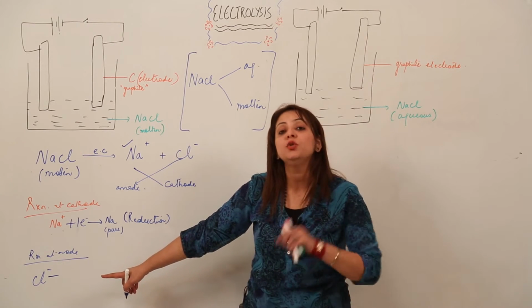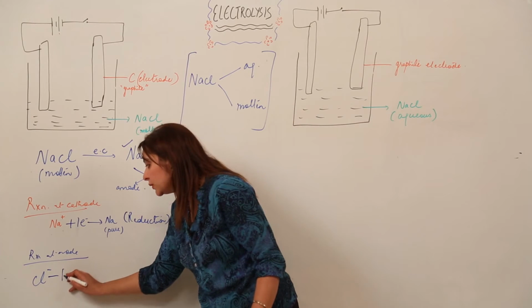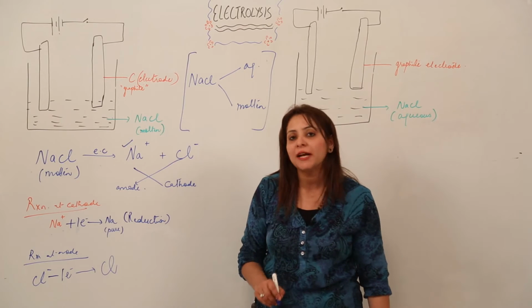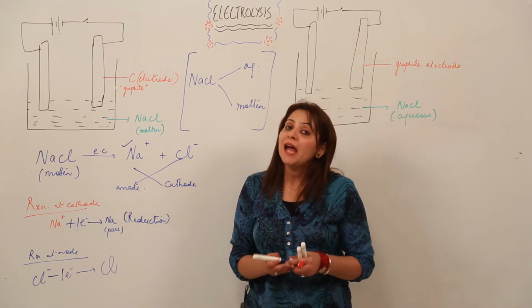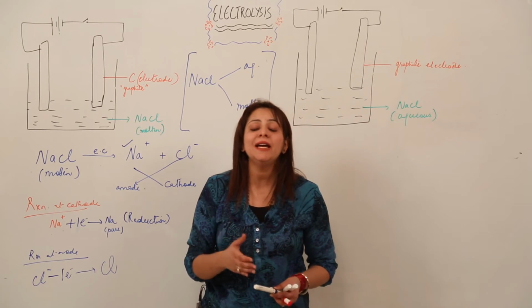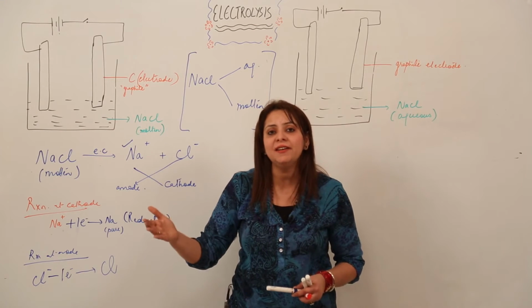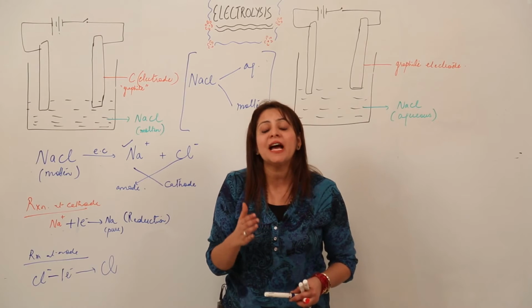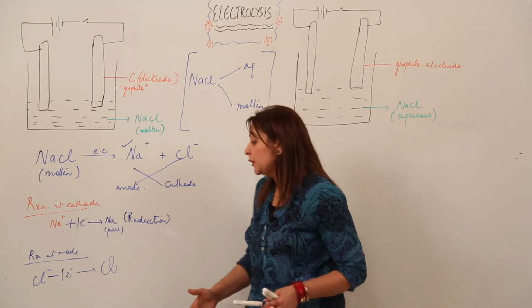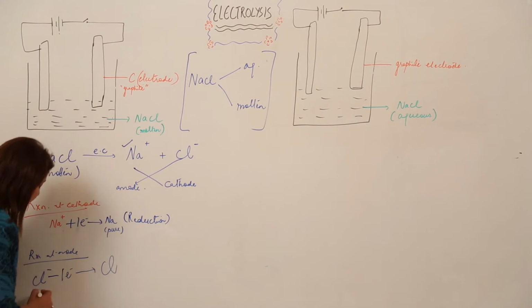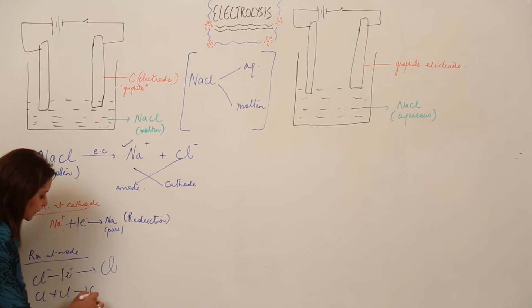Minus, that means it is losing. How many electrons? One electron, and again it will form an atom, that means the chlorine atom. And as you know, chlorine is a diatomic molecule, that means it is not monatomic, it doesn't exist as Cl in nature. It exists in a gaseous form, that is Cl2. So that means many atoms, 2 of them will combine to form Cl2.